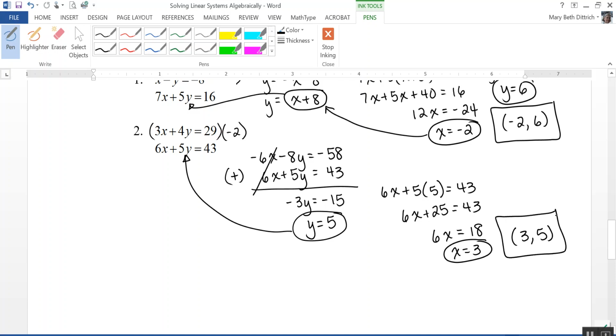So in this video, we took a look at two different methods for solving linear systems algebraically, by substitution and by elimination. Substitution works best when the coefficient of one of your variables is 1 or -1, and elimination works well if you can notice that the coefficient of one variable is a factor of another.